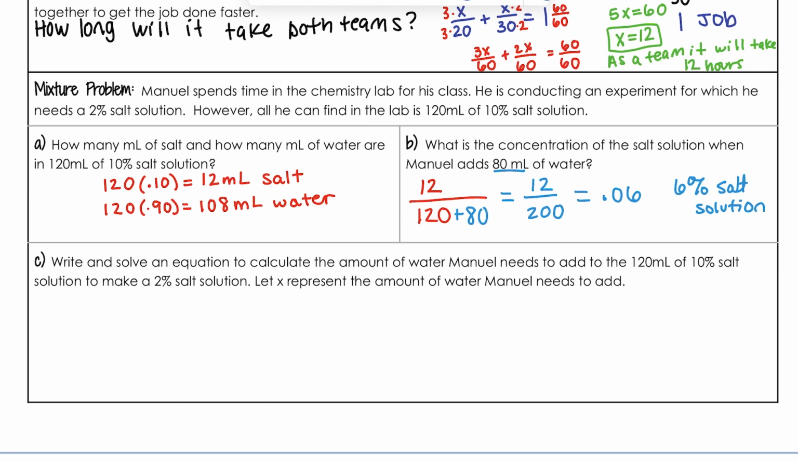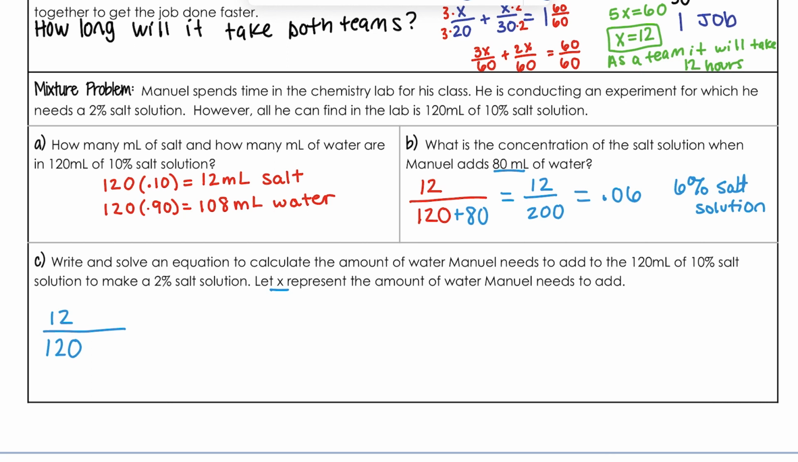Part C says, write and solve an equation to calculate the amount of water Manuel needs to add to the 120 milliliters of 10% salt solution to make a 2% salt solution. Let x represent the amount of water Manuel needs to add. So similar to B, we're starting out with our 10% solution. He has 120 milliliters of that solution, which means there's 12 milliliters of salt. He needs to add water to dilute the solution.